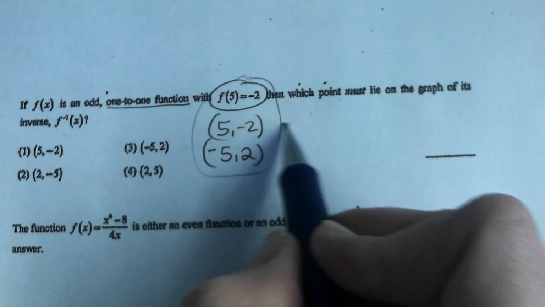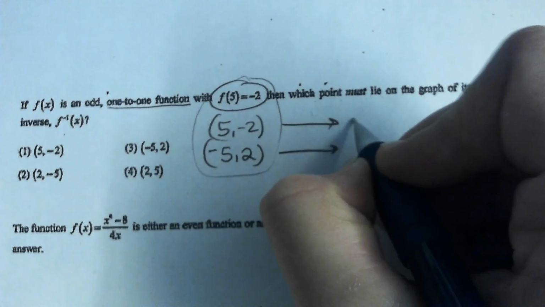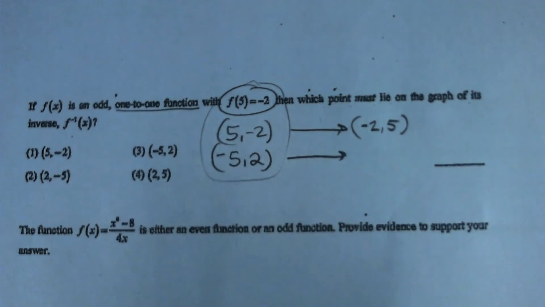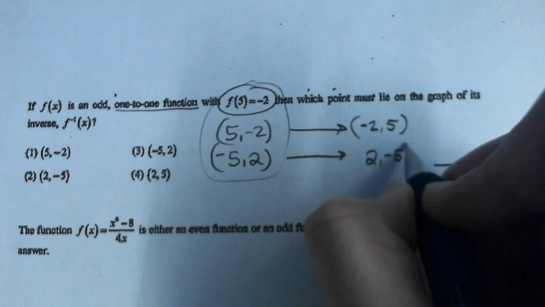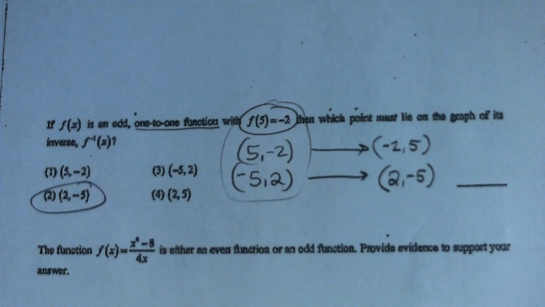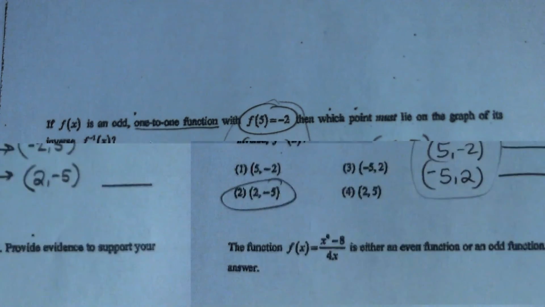How do you find the inverse of points? Switch the x and the y. So negative 2, 5 is definitely on the inverse. And 2, negative 5 is definitely on the inverse function. So what's the answer? 2. Of course, they wouldn't both be options because they would both be right. So that one's interesting because it plays into your understanding of odd and your understanding of inverses.